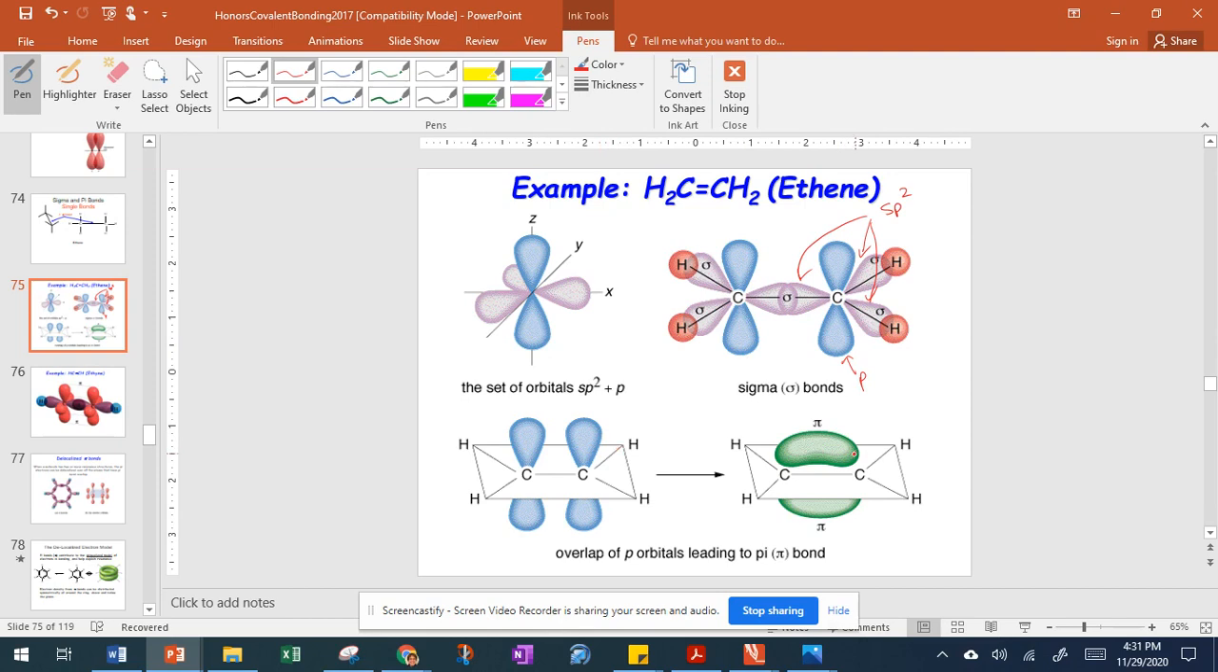So here we have pi bonds, which represent electron density above and below the plane of our molecule, and we have sigma bonds between the carbons and the hydrogens in the plane of our molecule. So this molecule here has 5 sigma bonds and 1 pi bond, which is that green thing there with the electron density above and below the plane. So anytime we have a double or triple bond, we will have pi bonds represented in our molecule.